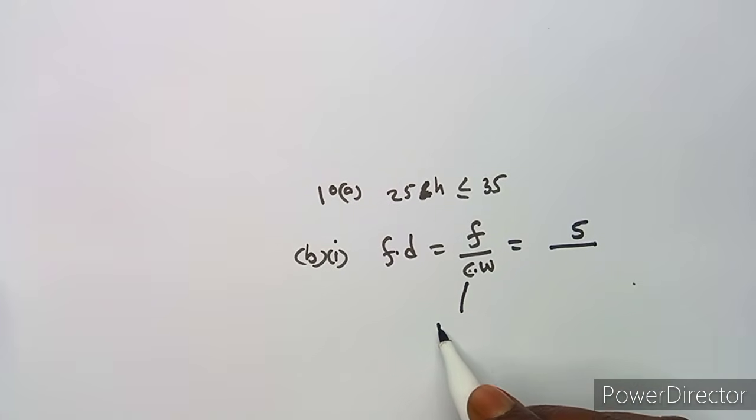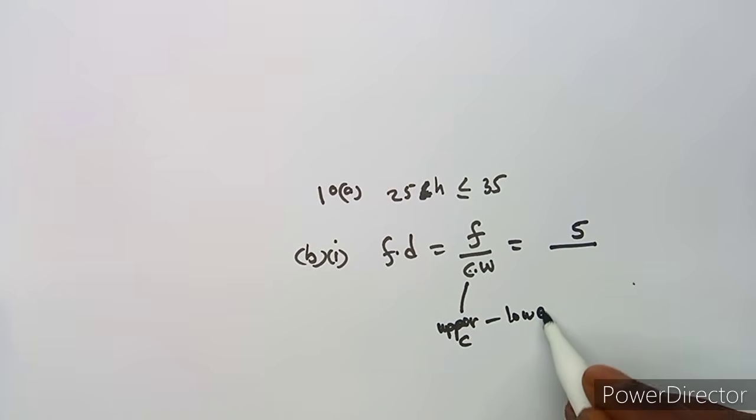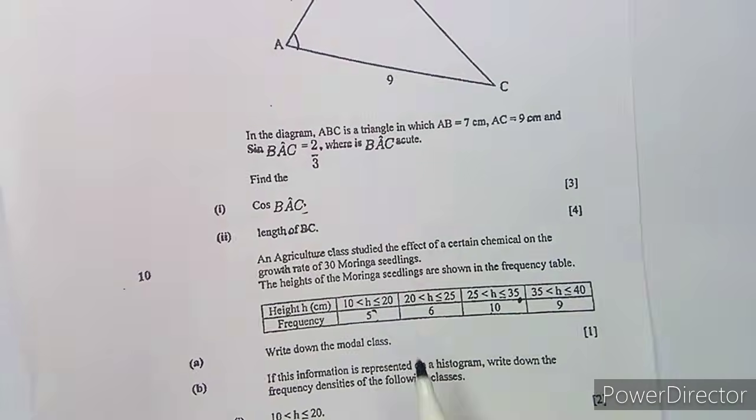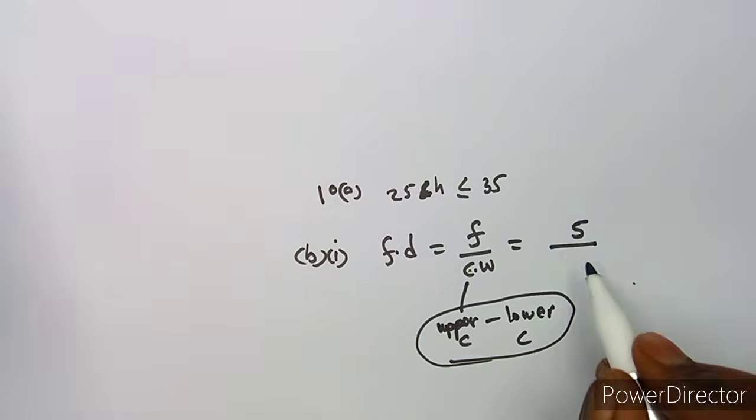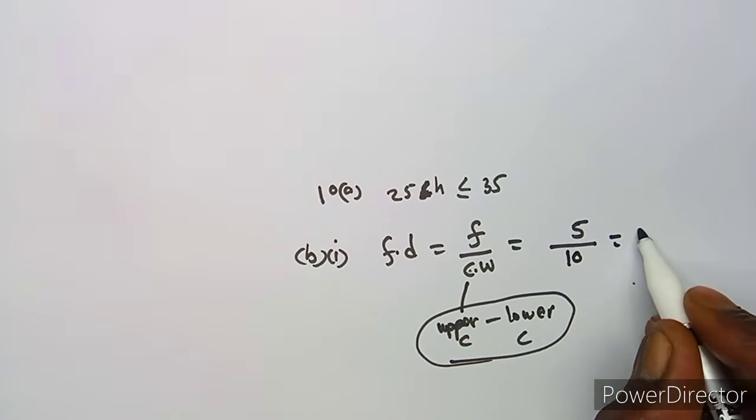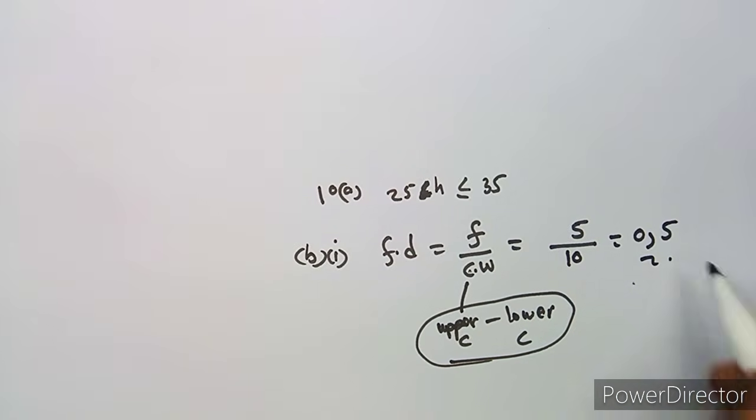Class width, what does it mean? It means upper class minus the lower class. So you simply subtract the two. That is 20 minus 10, which is 10. So this is going to give us 0.5 from our calculator. If we do this properly, that is our frequency density. Okay, we move on to another one.